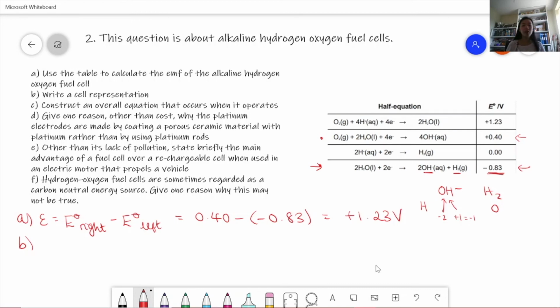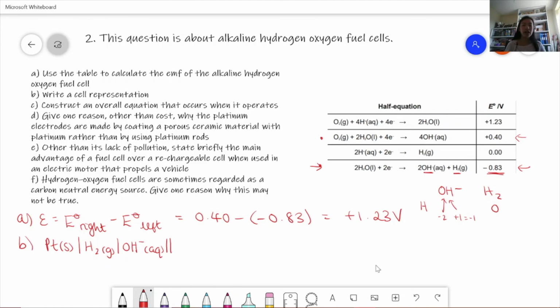And because the OH minus and the H2 are not solids, that means we need to use a solid, so we use platinum. Platinum always goes on the outside as convention. And then we use a solid line because we're changing phases now. And then we have the H2, which is a gas, and then another solid line, the OH minus, which is aqueous. And now we have the salt bridge, which is the two double lines. And now we work on the other equation.